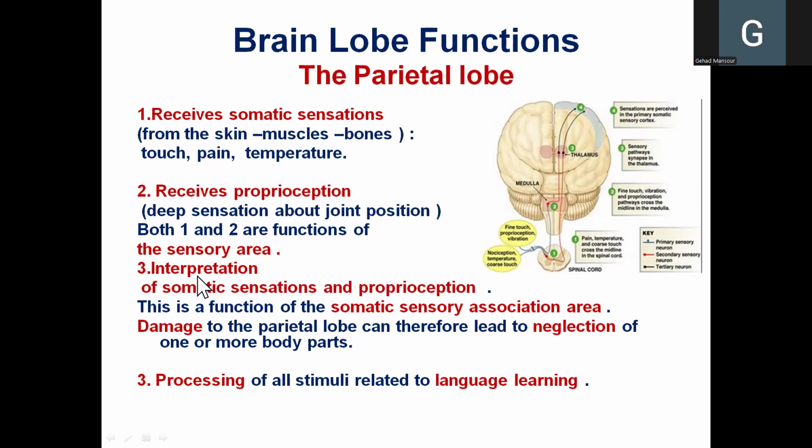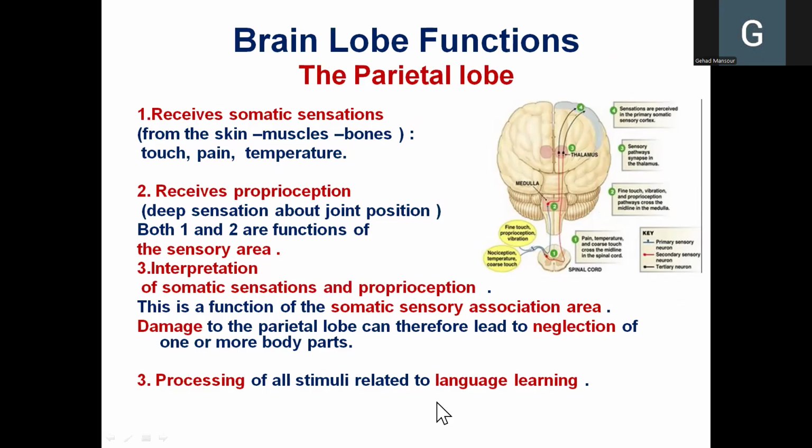So all this is interpreted and perceived by, as we said before, the somatic sensory association area. Although it's called the somatic sensory association area, it helps you perceive somatic sensation and proprioception. Because this association sensory area helps you understand what's going on at the sensory receptors, if it is damaged, then you will receive no information from there. You will forget about the part where the damage has occurred, and therefore this leads to neglect of one part of the body.